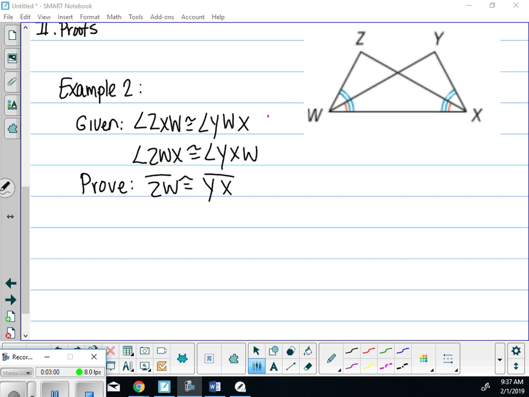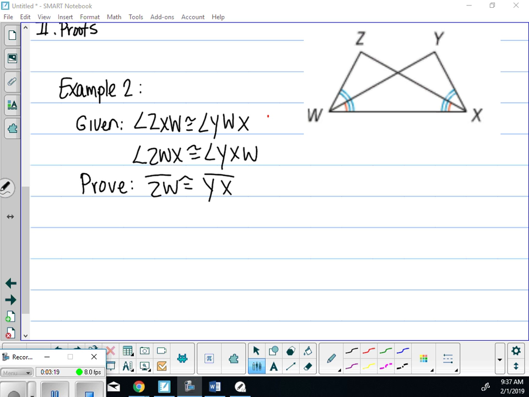So in this chapter, really, one of the goals is to be able to write a proof, a geometric proof, and being able to work from what you're given to what you want to prove using all of the theorems that we've talked about.